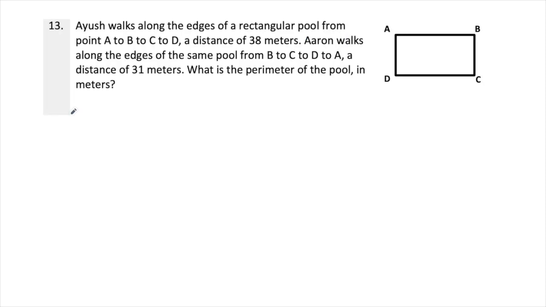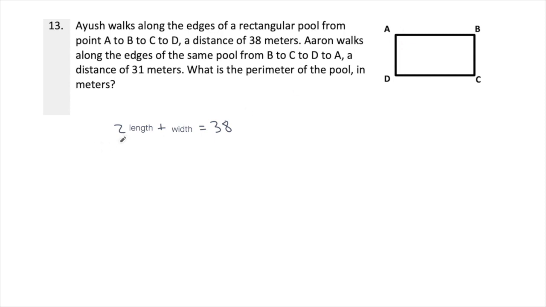For this problem, we are trying to find the perimeter of the pool. We know that when a youth walks from point A to point B to point C to point D, he covers a distance of 38 meters. So that means 2 times the length plus the width is equal to 38. We also know that when a youth walks from point B to point C to point D to point A, he covers a distance of 31 meters.